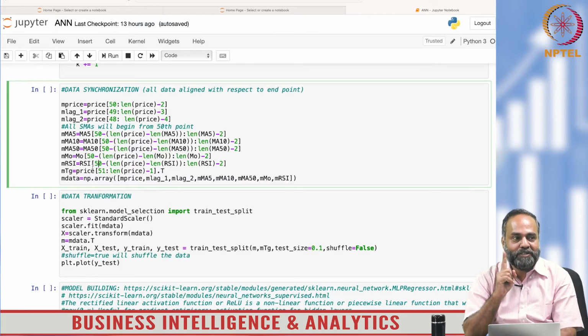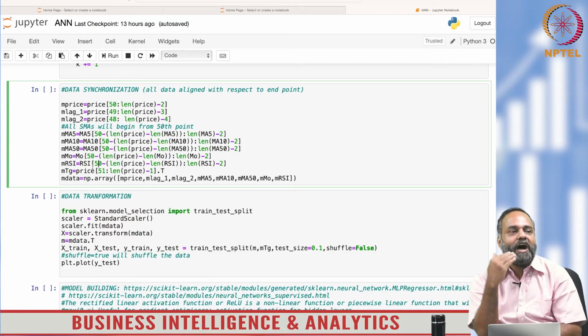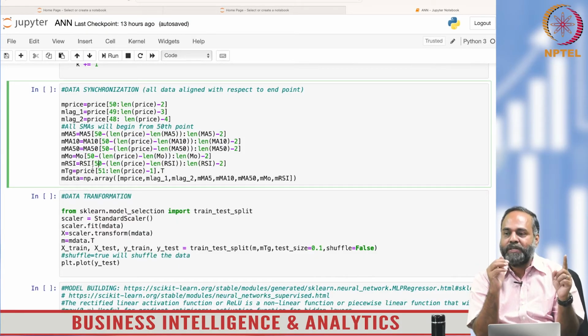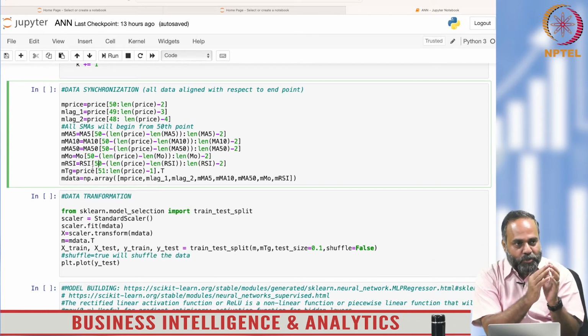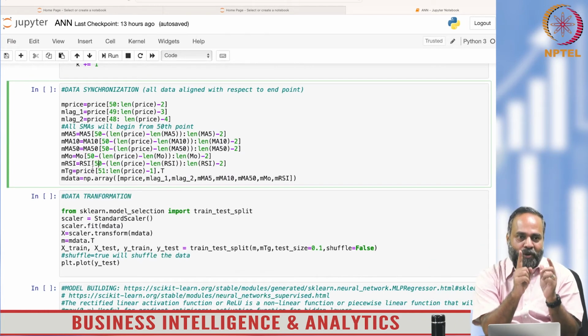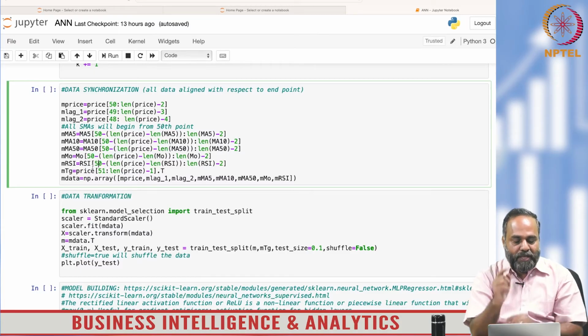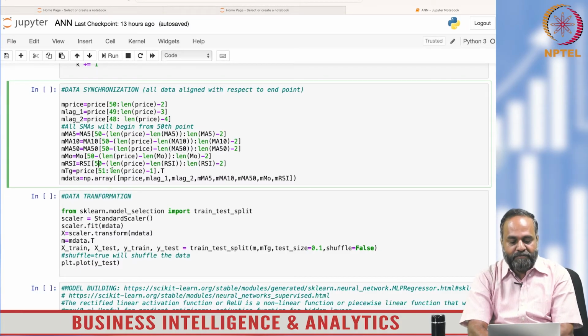What is the rationale for it? We already discussed how prediction works. When I give the 50th point, the target is the 51st point. Target means you advance the data series by 1 point. That is your target data set. So I created it by starting it at the 51st point.